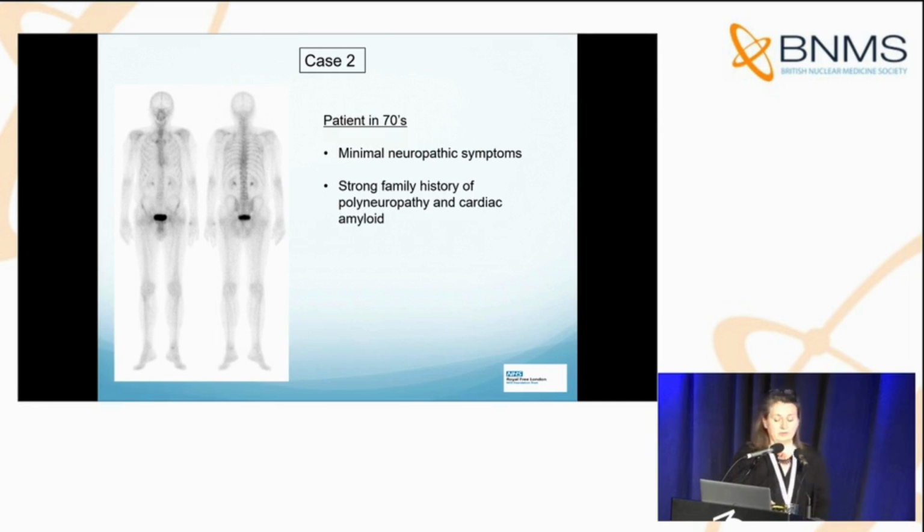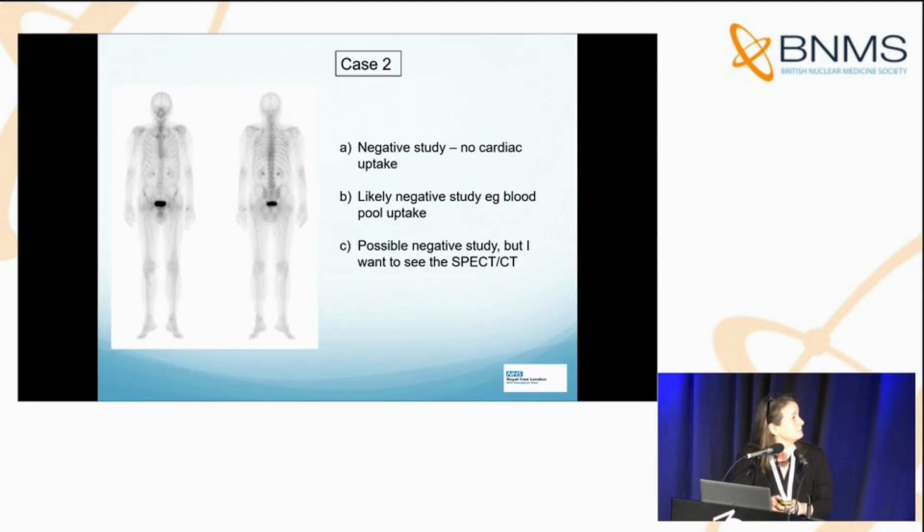So the next patient is a patient in their 70s. They have minimal neuropathic symptoms, but they do have a strong family history of polyneuropathy and also cardiac amyloid. So this is the DPD scan. Okay, so back to the show of hands. Is this a negative study with no cardiac uptake? Is it a likely negative study, bit of blood pool? Or is this a possible negative study, but I want to see the SPECT-CT?